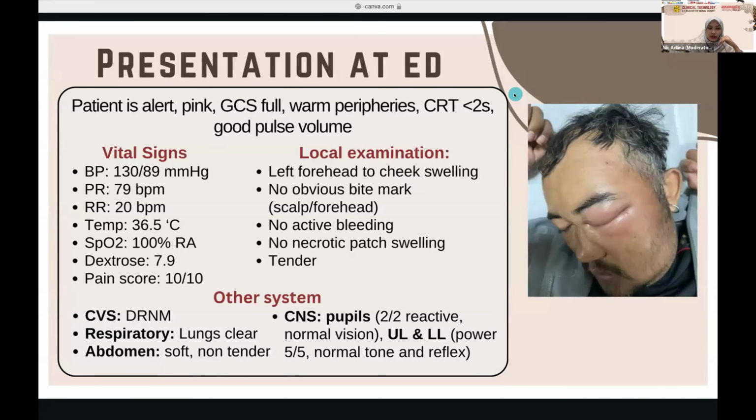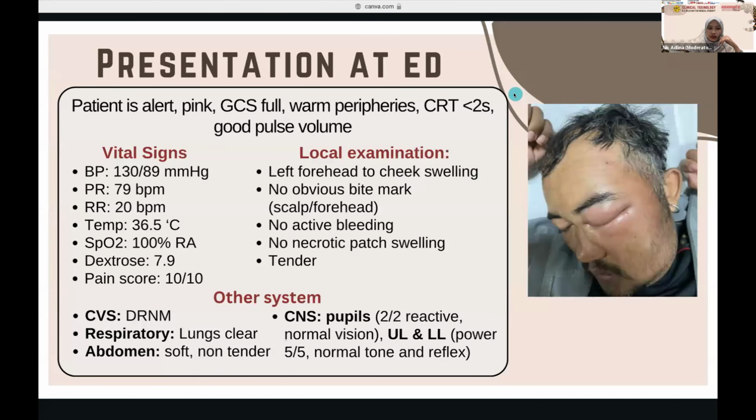On local examination of the bitten area, we noted left forehead to left cheek swelling. However, there's no obvious bite mark on the forehead or the scalp, no active bleeding, and no necrotic patch. On palpation, it was tender. Otherwise, all other systems were unremarkable. Cardiovascular, respiratory, abdomen, and central nervous system were all normal findings.